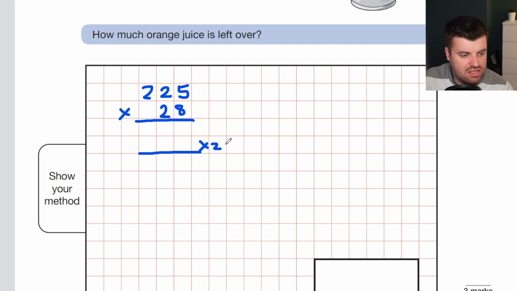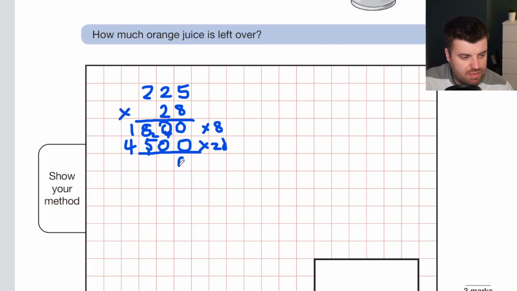Let's do it. This line is going to be times 20. This line is going to be multiplied by 8. 8 times 5 is 40. 8 times 2 is 16, plus the 4 is going to give us 20. And then 8 times 2 is 16 again, plus the 2 is 18. So we've got 1800 there. Now to times 20, put a placeholder in. Now we can just times by 2. 2 times 5 is 10. 2 times 2 is 4, plus the 1 is 5. 2 times 2 is 4.